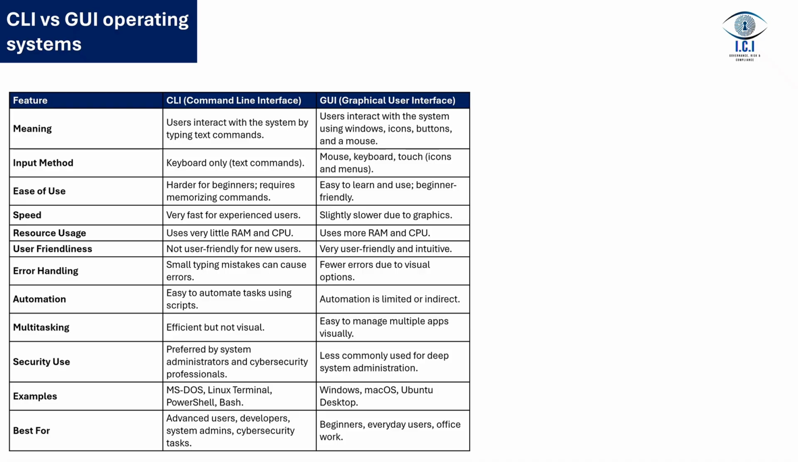So what is the CLI best for? The CLI is best for advanced users. So if you're an advanced user, a cybersecurity professional, you go for your CLI. Always use your command line interface to do your stuff. It's also good for developers, system administrators, cybersecurity professionals, and so on. While GUI is just for beginners, everyday users, office workers and the likes.